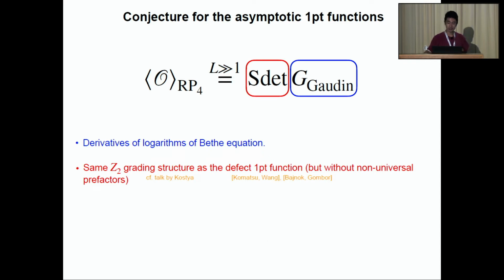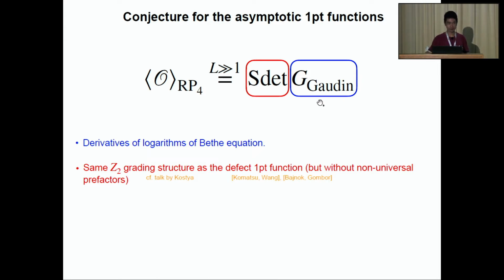And this is a conjecture for the asymptotic one-point function. Again, the conjecture is very simple. Actually, I'm missing a square root here, so there should be a square root here. But the important point is that the form is very similar to the one-point function in the defect or boundary problem, the only difference being that we expect there are no extra factors.